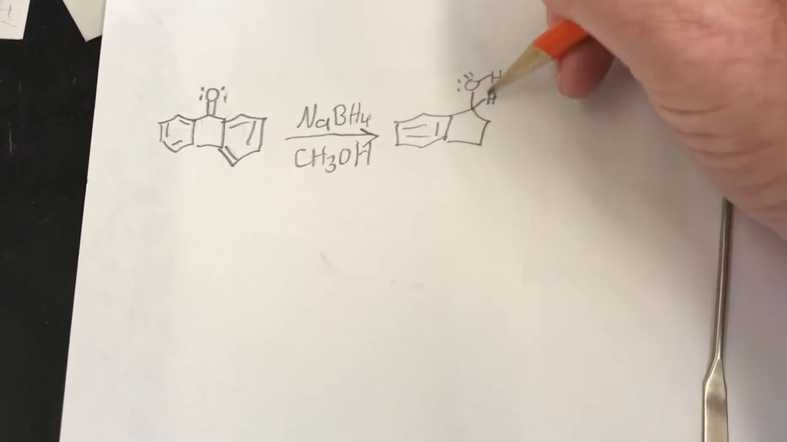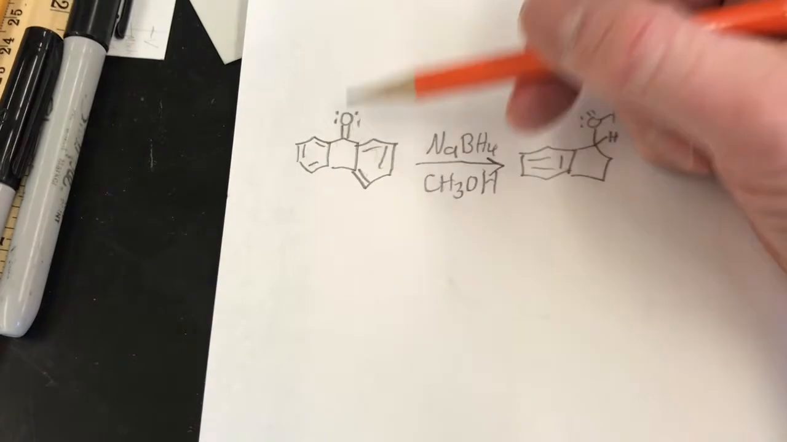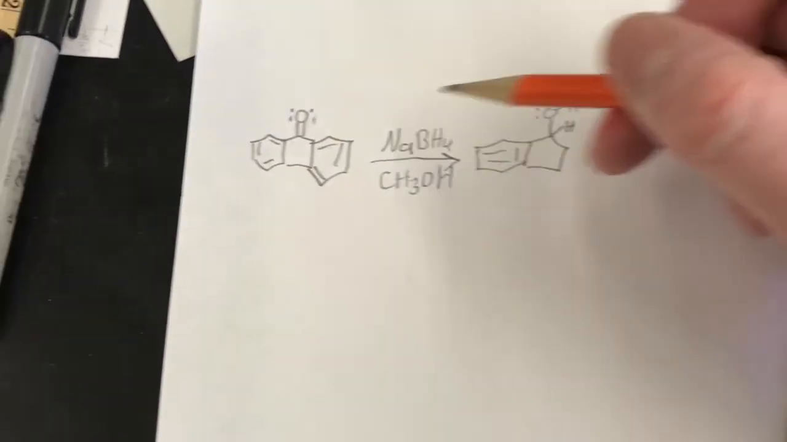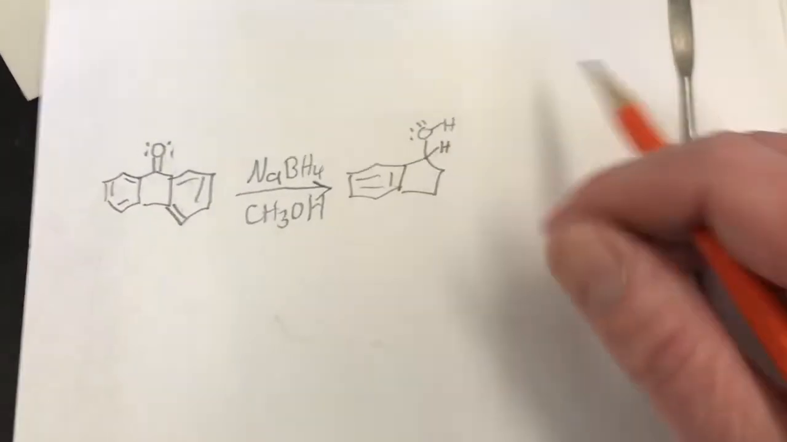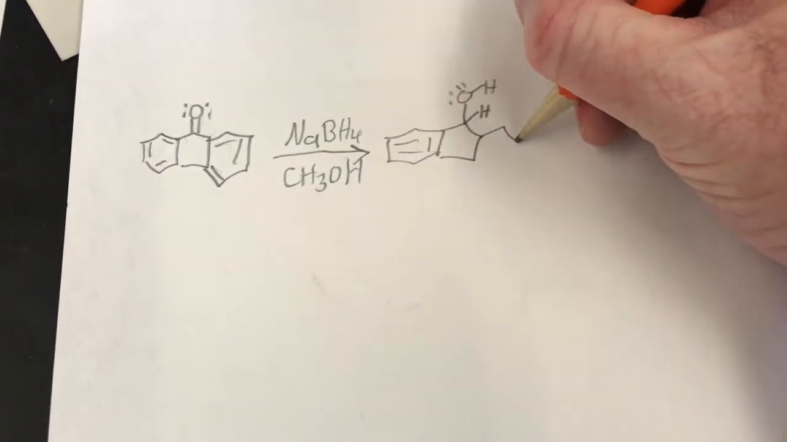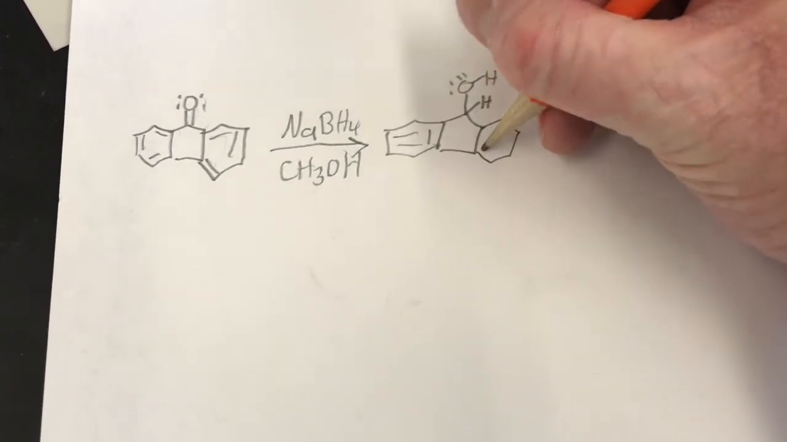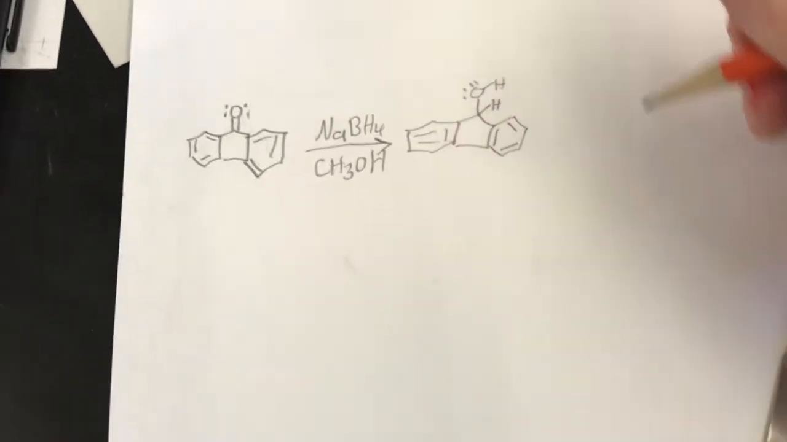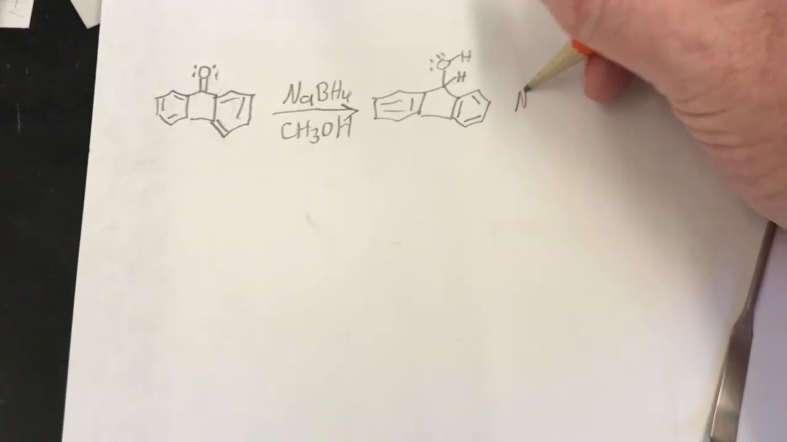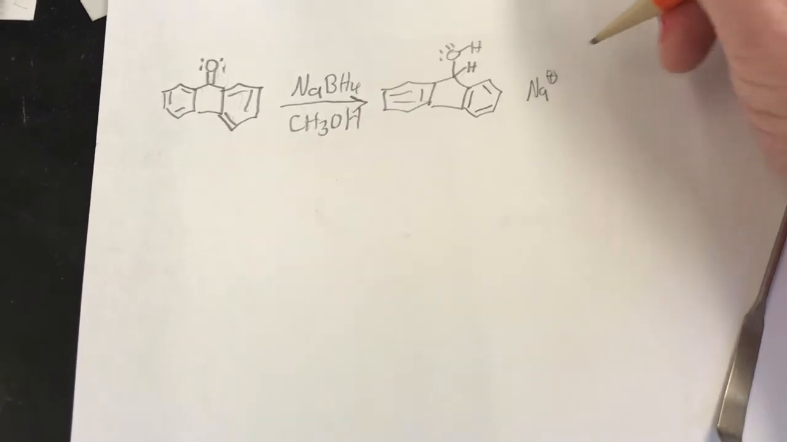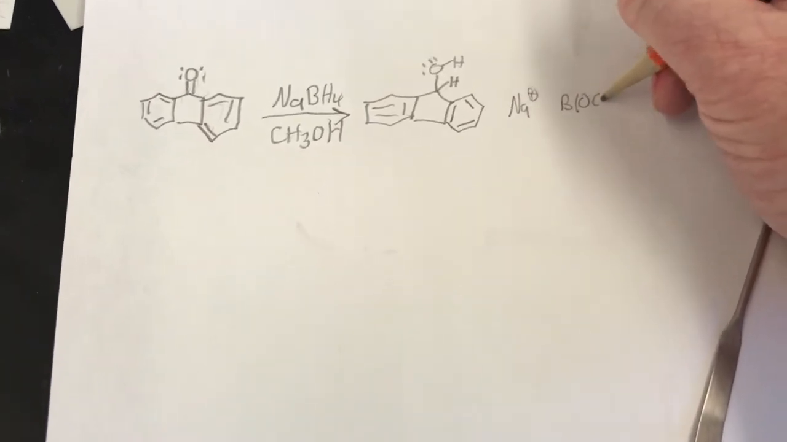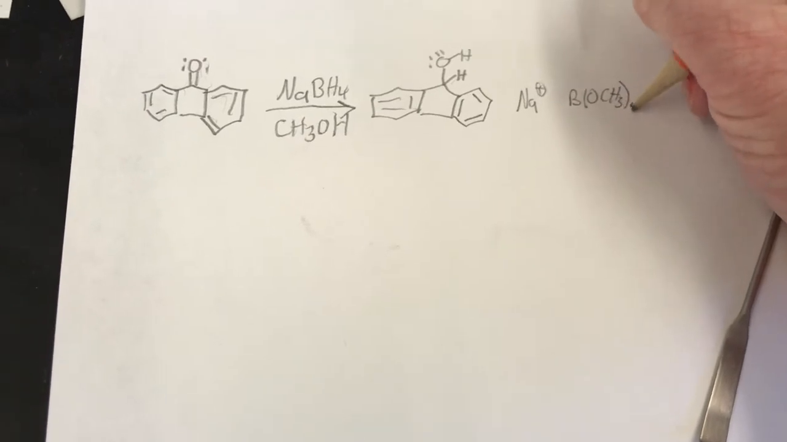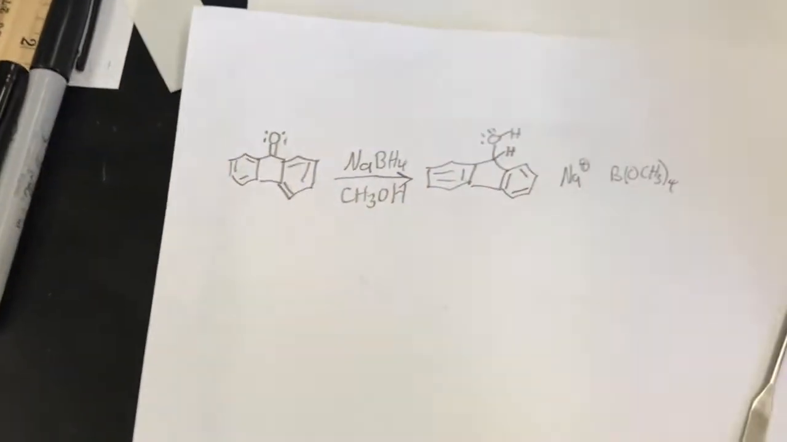You see it's been reduced because this carbon had 0 hydrogens. Now it has a hydrogen. So it lost a bond to a more electronegative oxygen, gained a bond to the less electronegative hydrogen, less electronegative than oxygen. So that's a reduction. And you'll also get this sodium and then the boron with the 4 methoxys on it. This is the main thing we're concerned about.